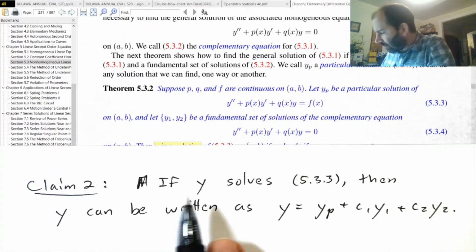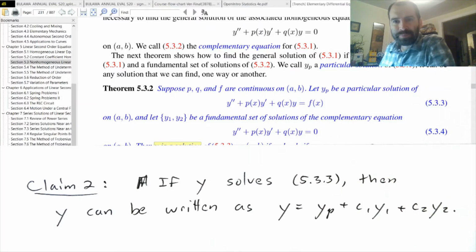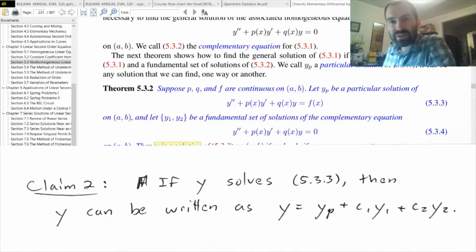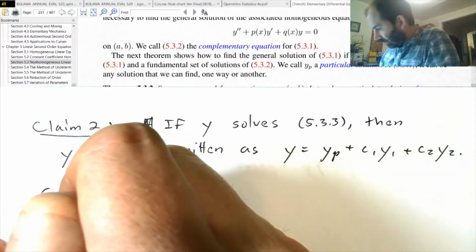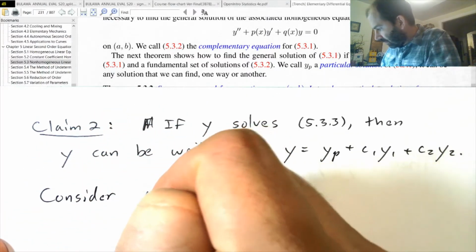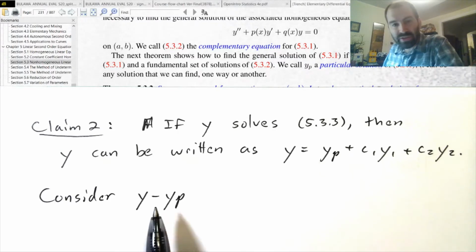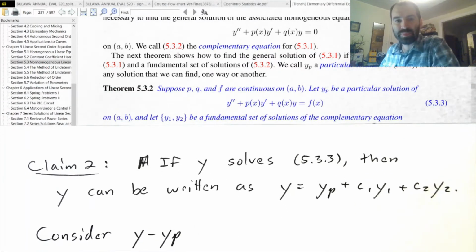Okay, so we have y, and we know it solves this. Well, we also know that yp solves this. What happens if I take y minus yp? So consider the function y minus yp. What does that solve? Go ahead and pause the video, think about this. What does this function solve? Okay, 3, 2, 1.